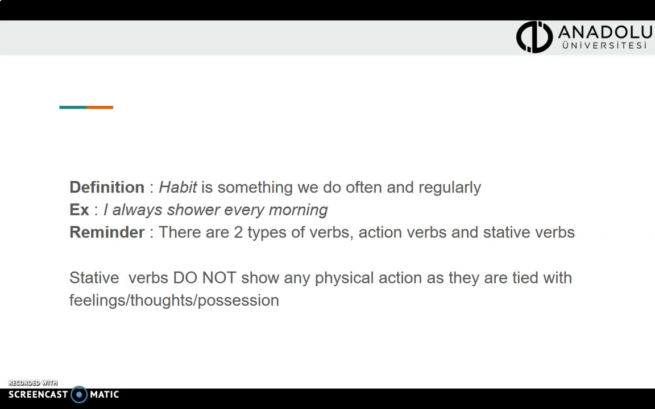Definition of a habit. Habit is a noun. Habit is something we do often and regularly. For example, I always shower every morning. A reminder, please, there are two types of verbs in English: action verbs and stative verbs. Stative verbs do not show any physical action as they are tied with feelings, thoughts and possession.